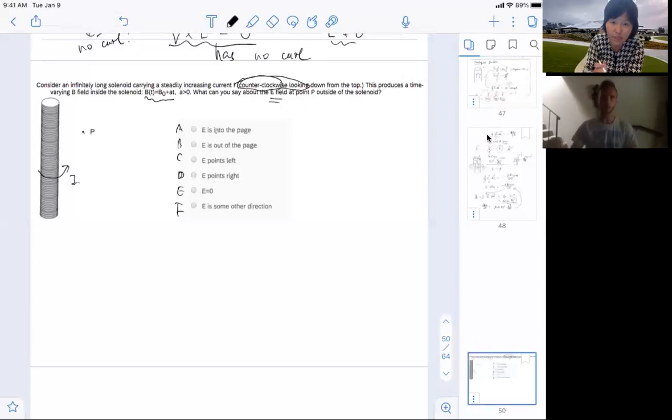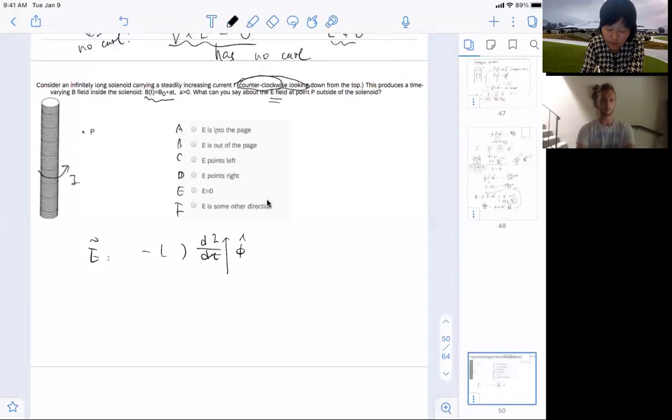Okay, so here we are given a counterclockwise current. My B is pointing up, and this B that's pointing up is increasing. We said previously E is negative some constant dI/dt phi hat. So if this is increasing, if this is larger than zero, it's going to be negative phi hat. If this is decreasing, it's going to be positive phi hat, given the original current or B. That is if the original current is counterclockwise and your B is upward. But if your original current is reversed, all of this will be reversed.